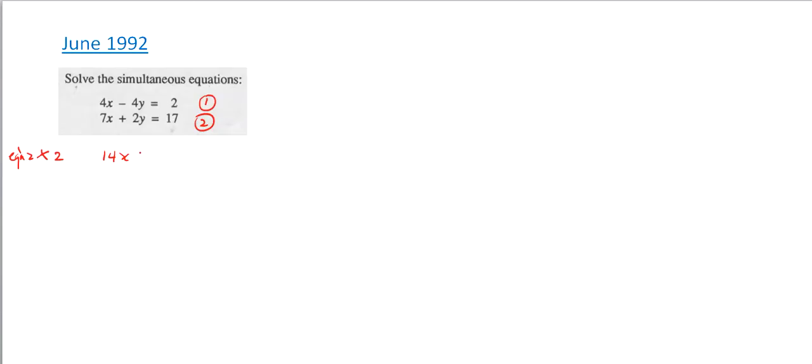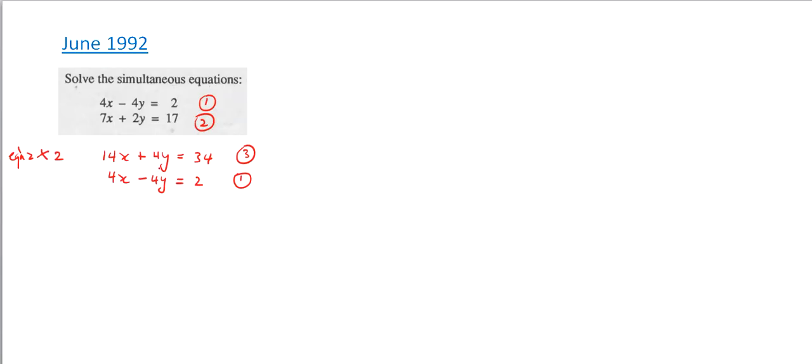14x plus 4y, which is equal to 34. And we call this equation 3. Now I'm just going to write back what equation 1 is, which is 4x minus 4y is equal to 2. And this is equation 1.